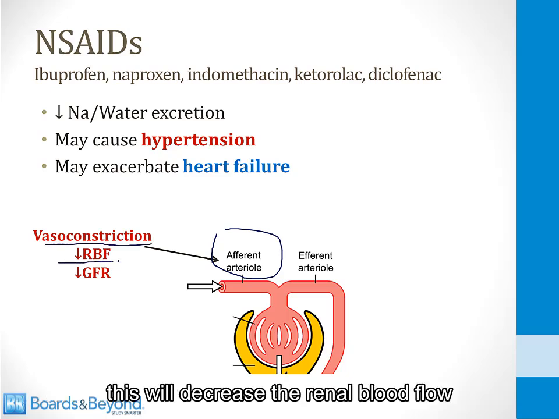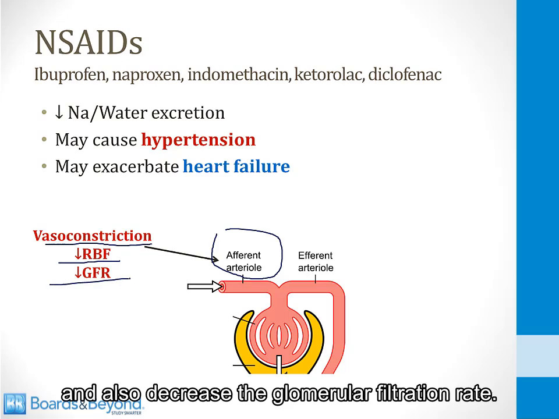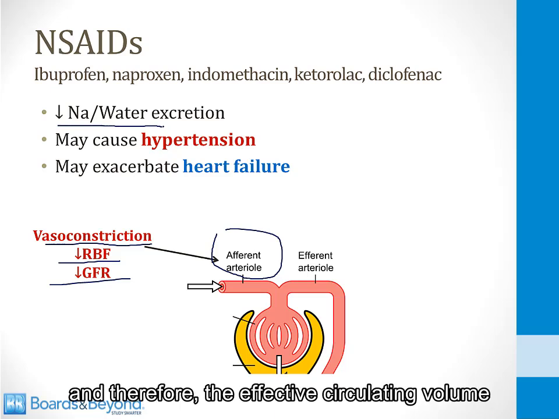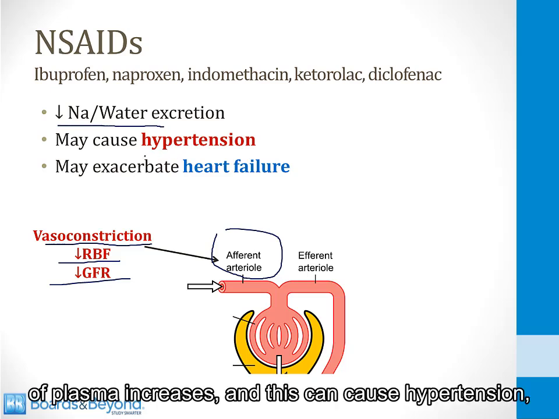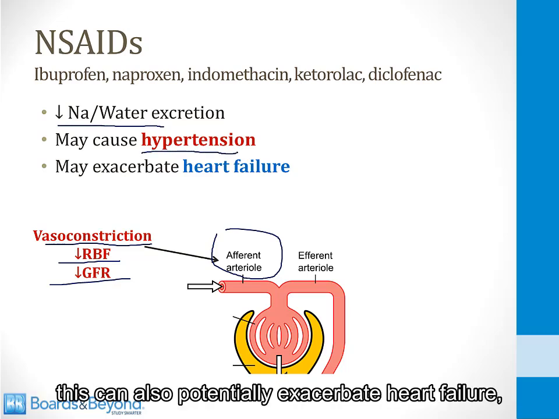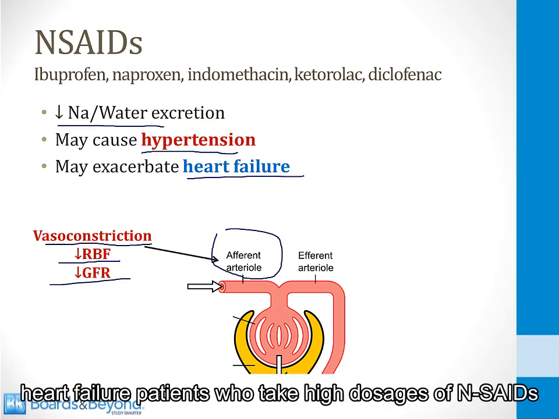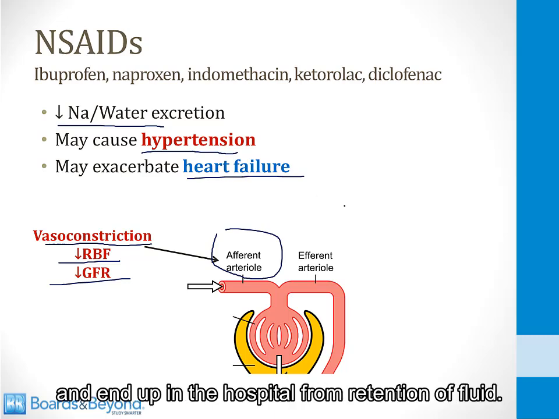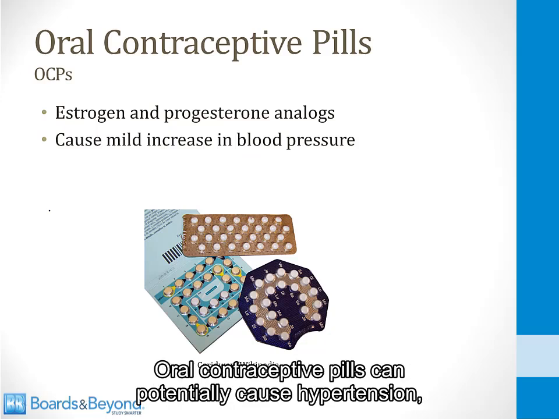This will decrease the renal blood flow and also decrease the glomerular filtration rate. This leads to less sodium and water excretion, and therefore the effective circulating volume of plasma increases, and this can cause hypertension. This can also potentially exacerbate heart failure. Heart failure patients who take high dosages of NSAIDs can potentially develop pulmonary edema and end up in the hospital from retention of fluid.